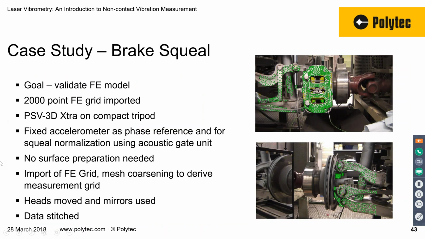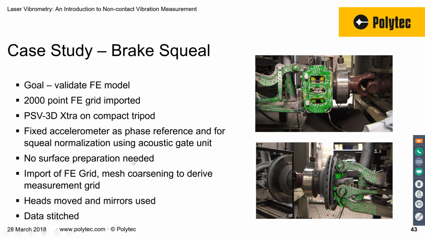So to give you an idea of what can be achieved with laser vibrometers, here the goal was to validate a finite element model. A 2,000 point coarsened FE grid was imported for performing the measurements. An accelerometer was used for the phase reference.